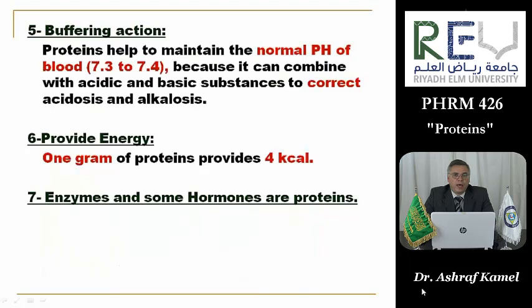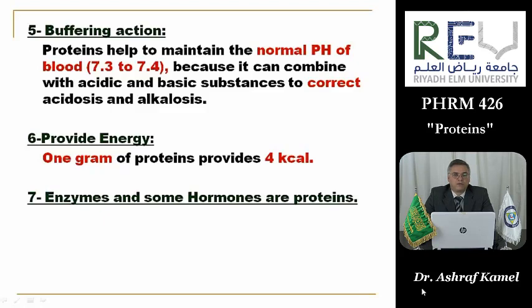Number 5, buffering action. Proteins help to maintain the normal pH of the blood between 7.3 to 7.4 because they can combine with acidic and basic substances to correct acidosis and alkalosis, respectively. Number 6, they provide energy. 1 gram of protein provides 4 kilocalories.